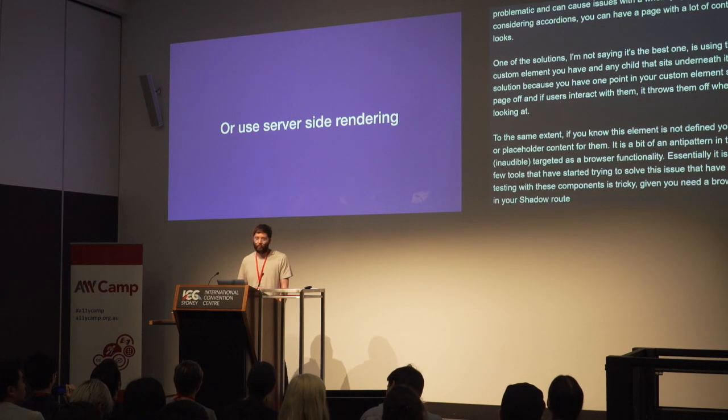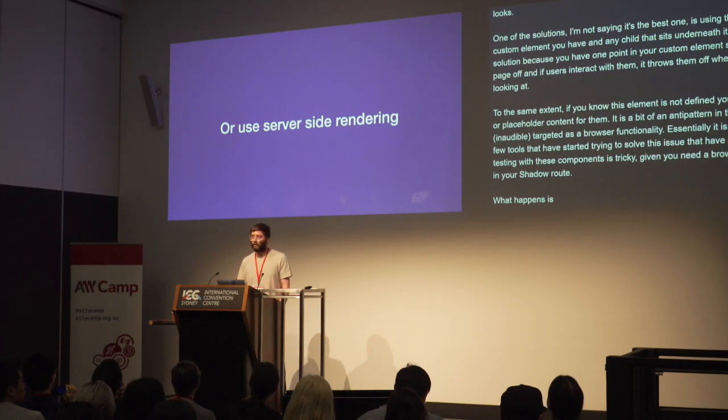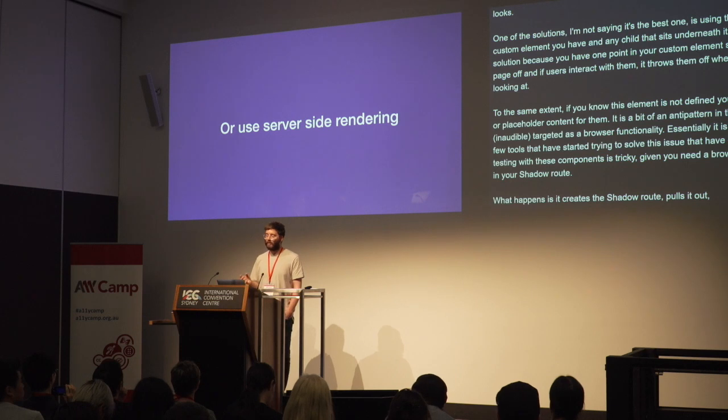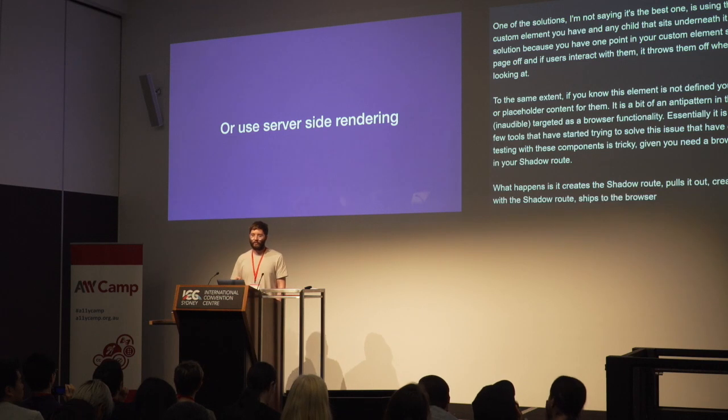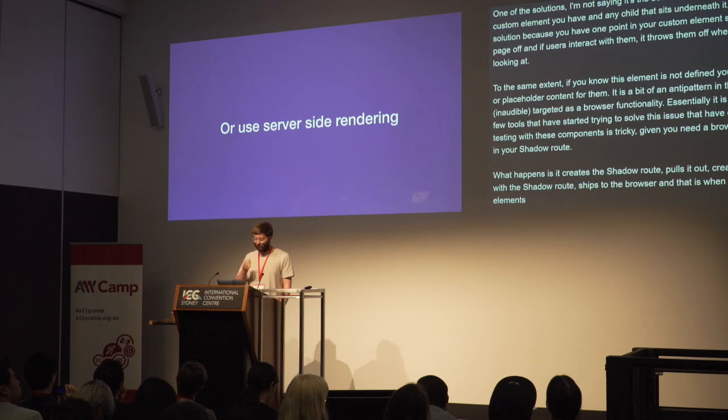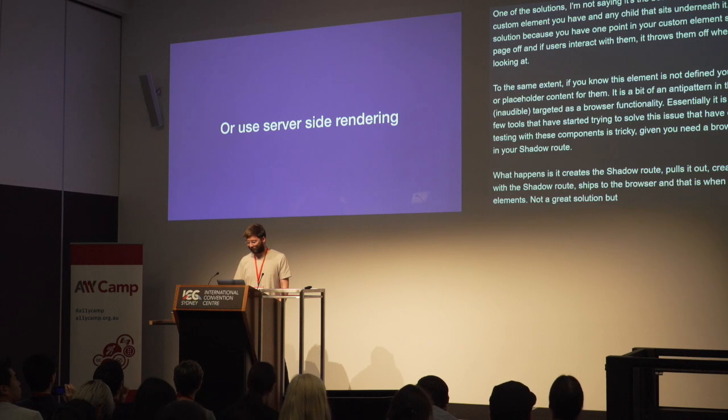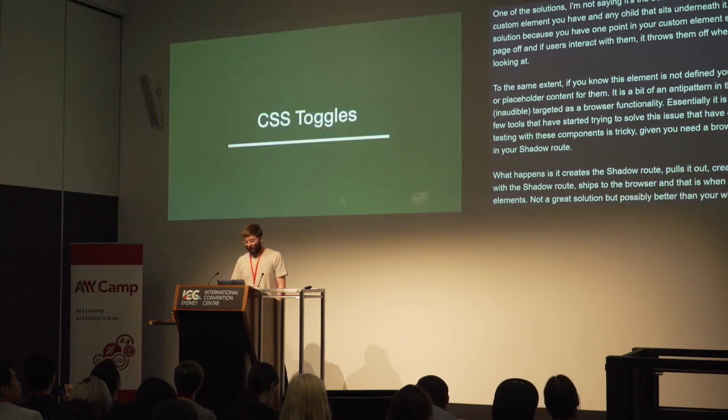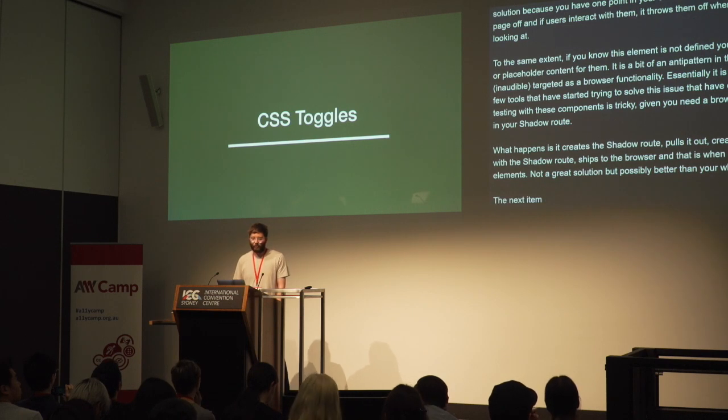But as such, if you do server-side rendering, your server effectively creates the shadow root. It pulls it out, creates your DOM structure as it would be with the shadow root, ships that to the browser, and then once your browser kicks in, that's when it rehydrates, removes those elements, and then attaches the shadow DOM to it. Not a great solution, but possibly better than your whole page flipping around. So the next item we looked at is CSS toggles.